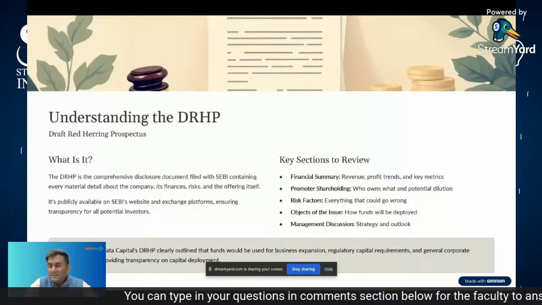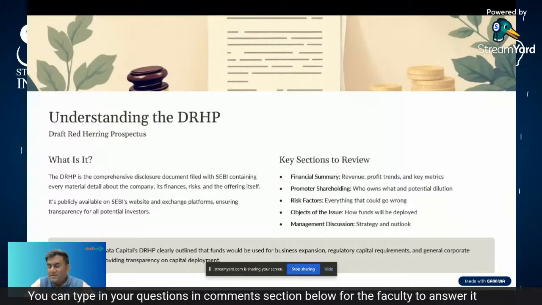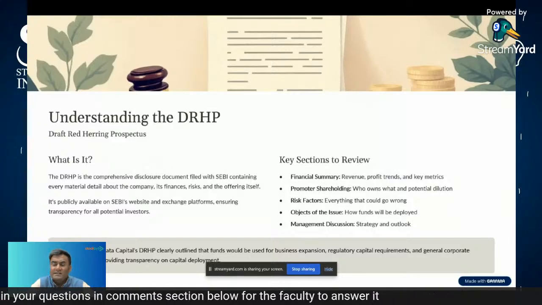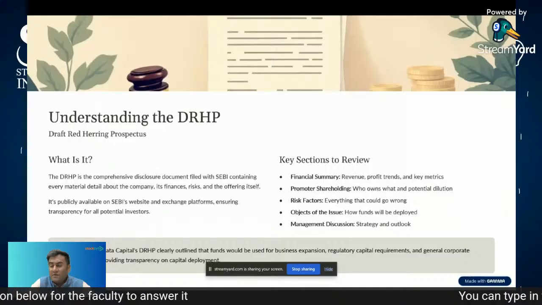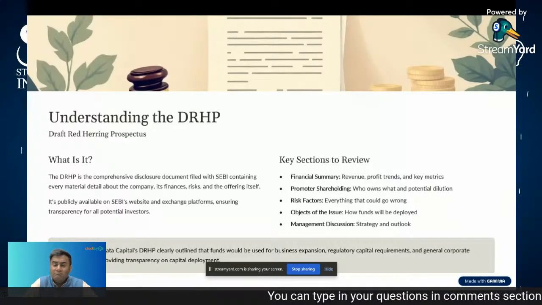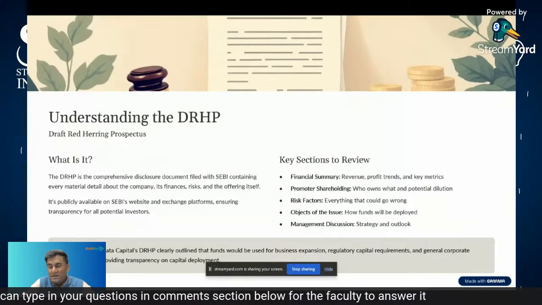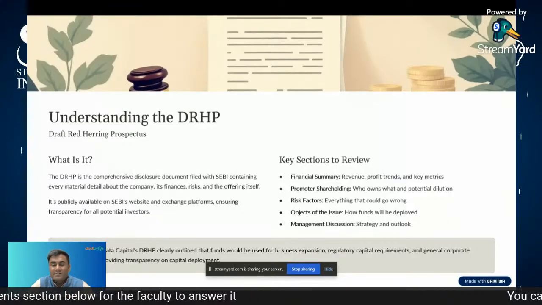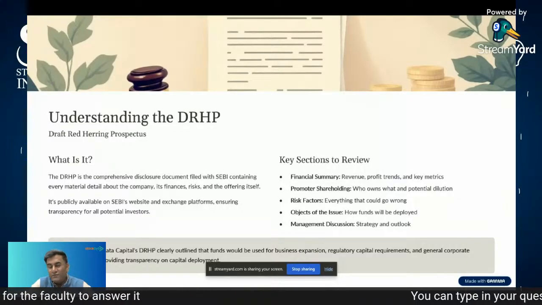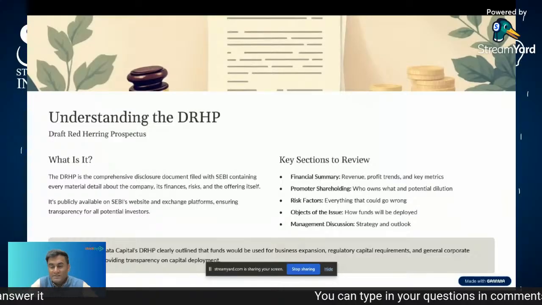Key sections that you want to review are the financial summary, that will show you the revenue, profit trends, and key metrics. Promoters' shareholding, who owns what and potential dilution. Risk factors, everything that could go wrong. Obviously, this would be a diluted revelation that they do in the risk factors. So you will have to do your own diligence about the risk factors.